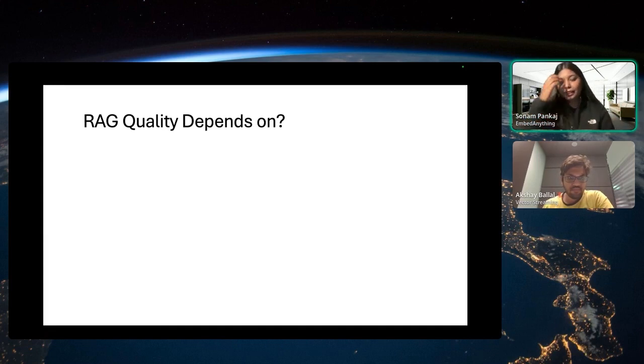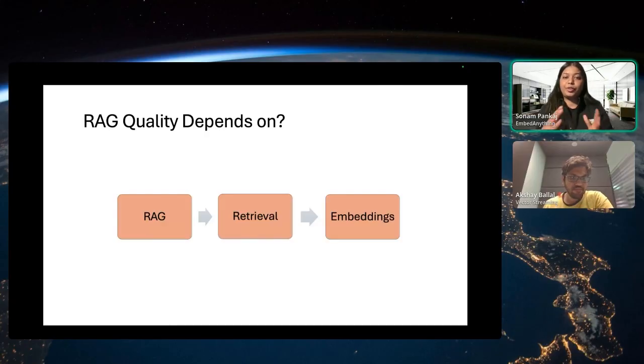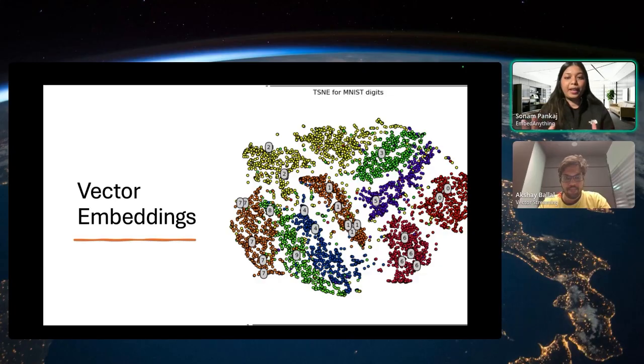So let's begin with one question. What does RAG quality depend on? I'm hoping everyone here knows a bit about retrieval augmented generation. So the quality depends on retrieval, which again depends on the embeddings. Now, what are embeddings? Embeddings are a numerical representation of any kind of unstructured data source, documents, PDFs, your images, and they cluster together based on similarity.